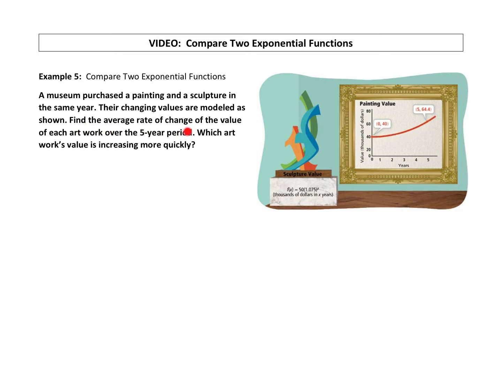Find the average rate of change. We've been doing that. We know how to do this. Find the average rate of change of the value of each artwork over the 5-year period. Which artwork's value is increasing more quickly? Okay, well, why don't we start with the sculpture since that's on the left.